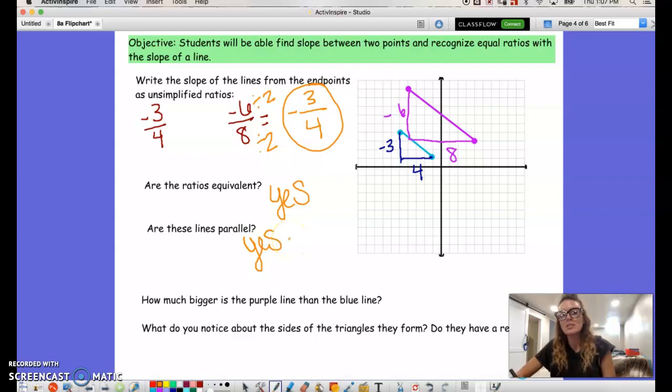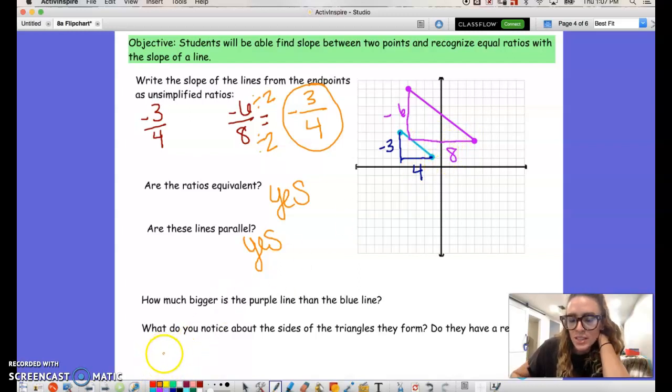How much bigger is the purple line than the blue line? So just to push your thinking, how much bigger is this purple line than the blue line? How much bigger is this -3, or how much smaller is this -3 than this -6? How much smaller is this 4 than the 8?